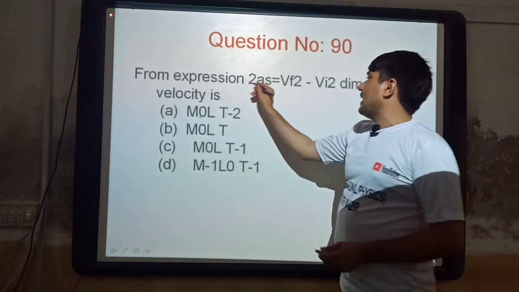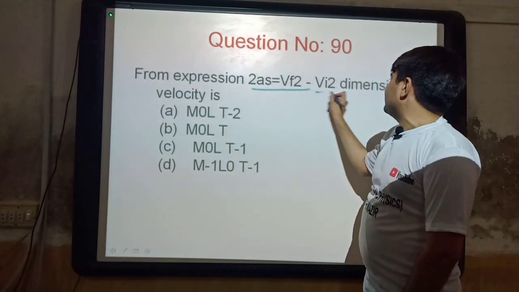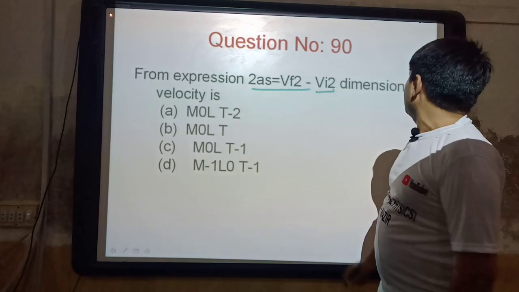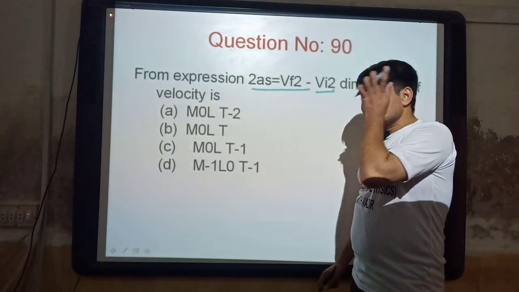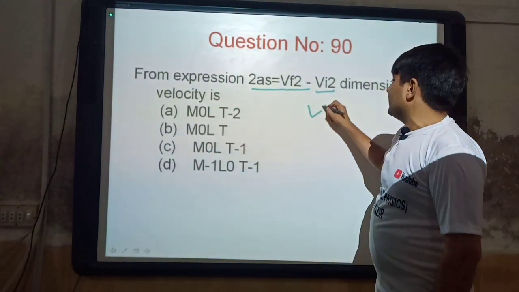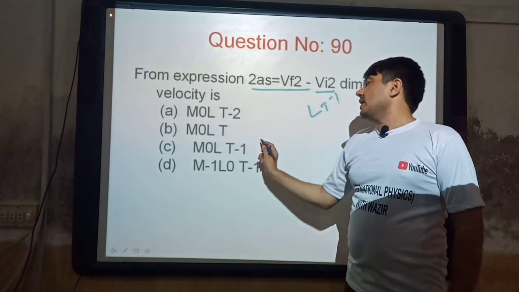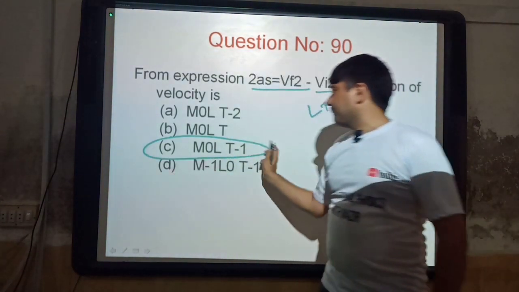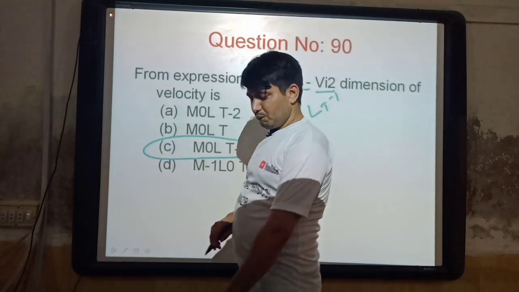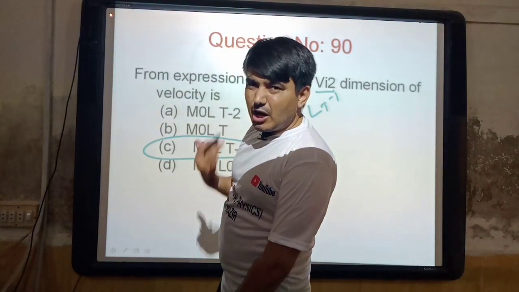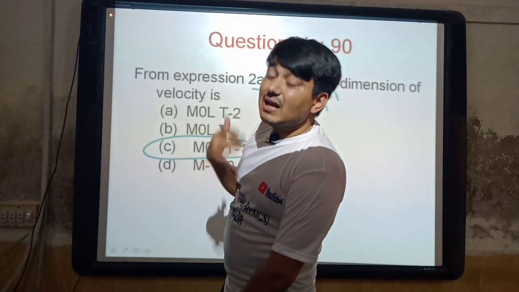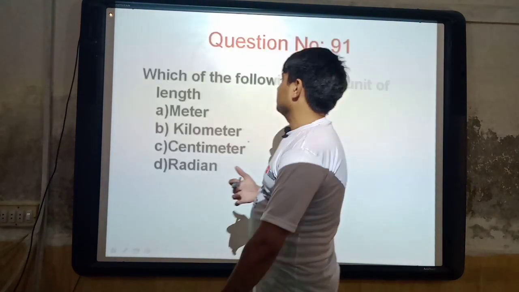From the expression 2s is equal to vf square minus vi square, the dimension of velocity is always LT inverse. The correct option is C. In any expression, the dimension of velocity is LT inverse.